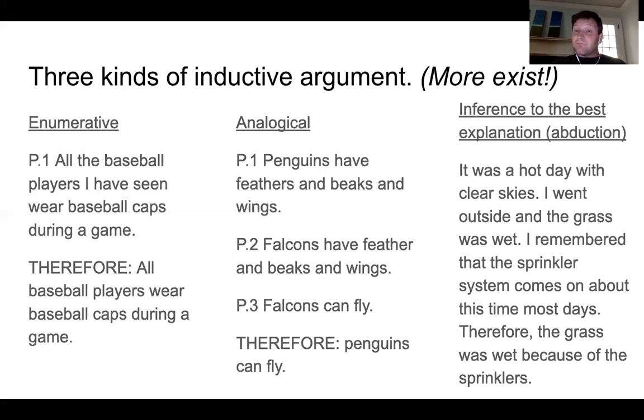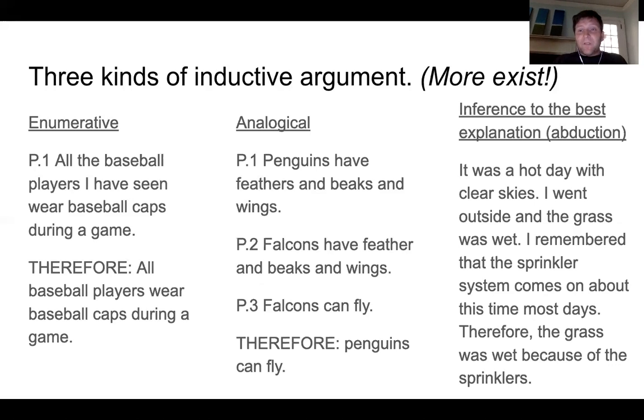It could have rained, okay? It could have been that a pack of wild dogs came through and urinated everywhere. Or it could be that the sprinklers came on and made the grass wet. And given what I know, given the evidence in front of me, I would infer that the best explanation in this case is, of course, the sprinklers came on. So abduction is using the available evidence to make a claim about what is the most reasonable, most likely explanation for something. Okay? So there are just three types of inductive reasoning: enumerative, analogical, and inference to best explanation or abduction.